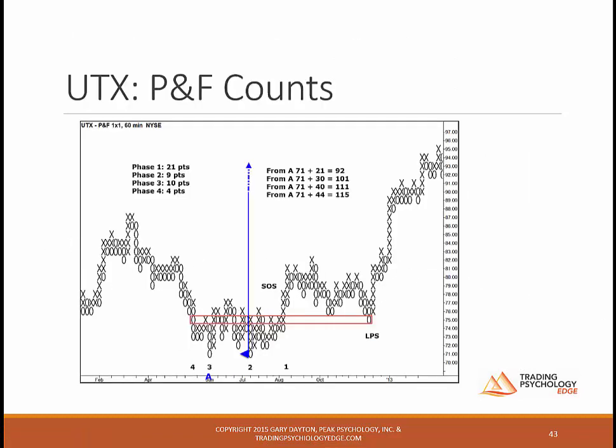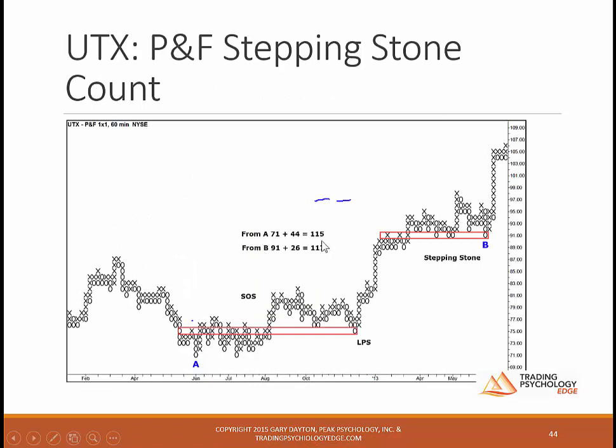So from the 71 line, we get a count across here of 44 points, and that would bring us up to 115. We've got other phases along the way, but that would be the full phase, all phases. So now we look here, and we get a stepping stone count along B from the 91 line. That would bring us up to 117. So 117 is basically the same as 115. I don't see a whole lot of difference there.